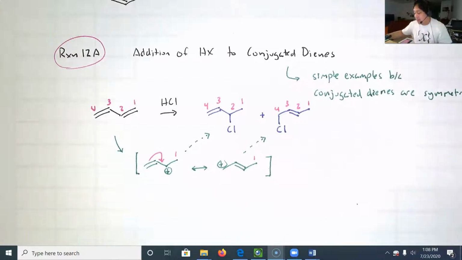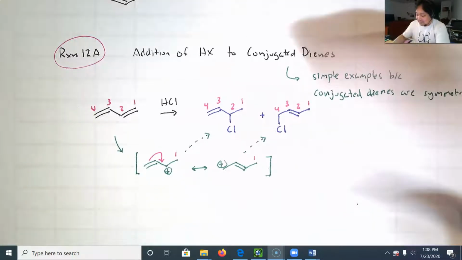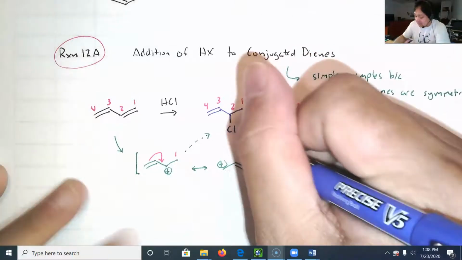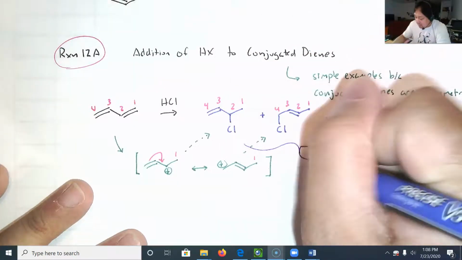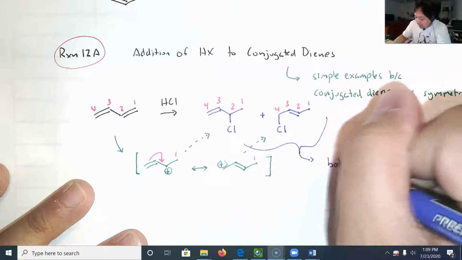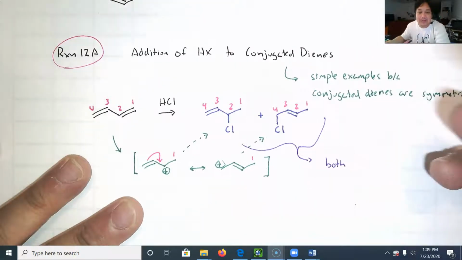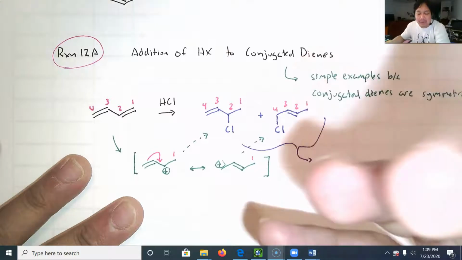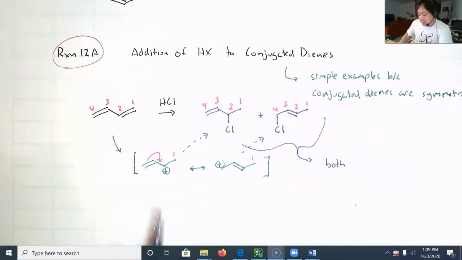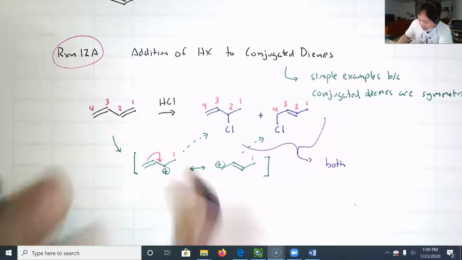There are a couple of things I want to emphasize here, okay? The first thing is, you got to make sure that you're making an allylic halide. Those are coming from the stable contributors. Both of these are allylic carbocations.